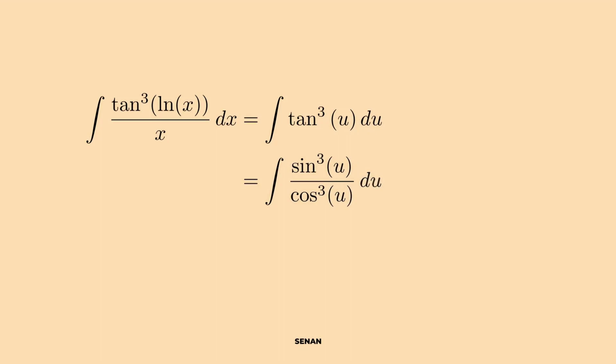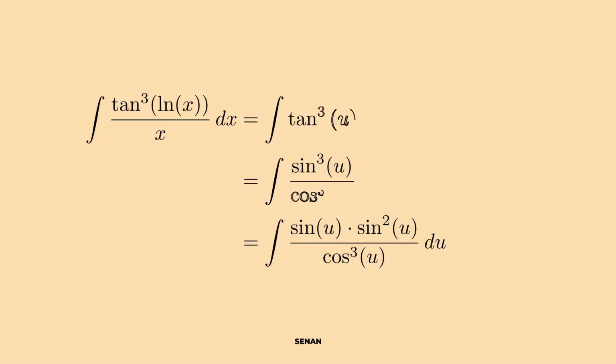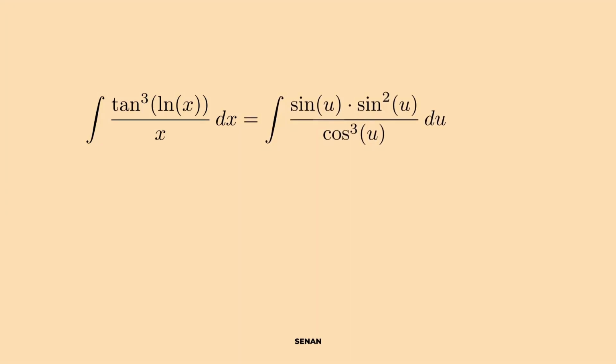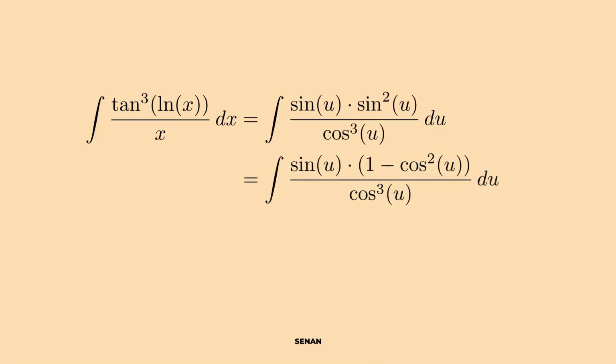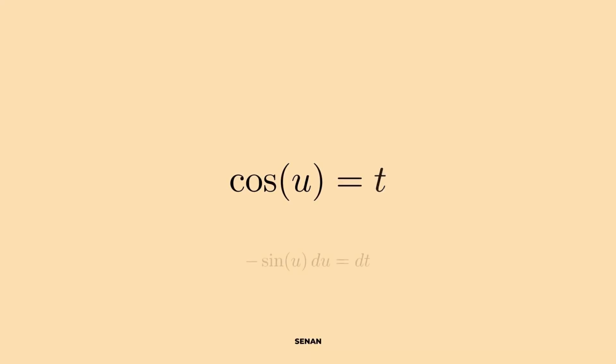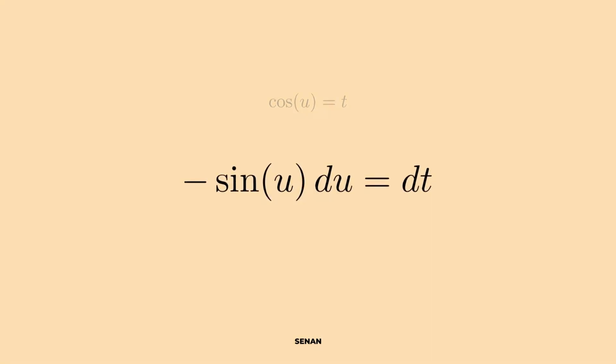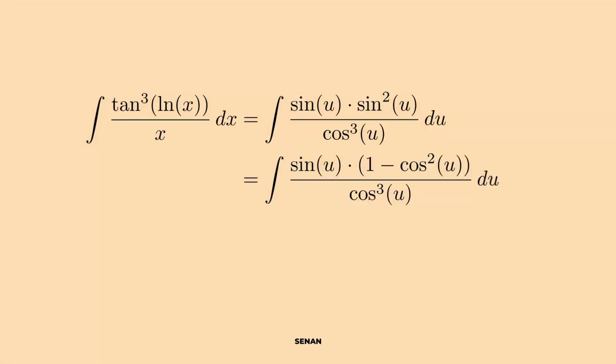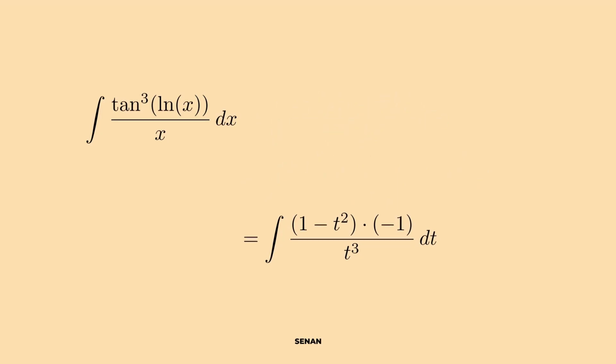Now I can write sine cube of u as sine of u times sine square of u. Also, sine square of u can be written as 1 minus cos square of u. Our next substitution is cos of u is t, which gives us minus sine of u du is dt. Now let us make the second substitution. From this we get 1 minus t square over t cube times minus dt.